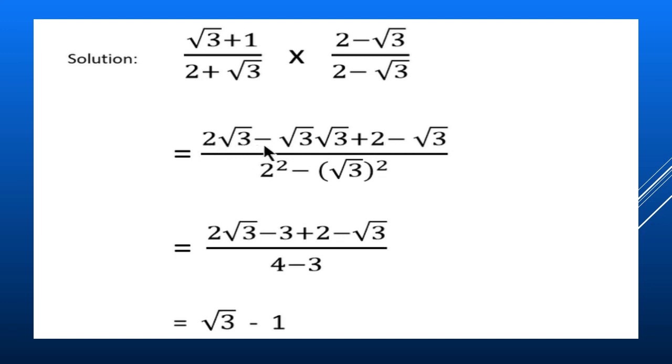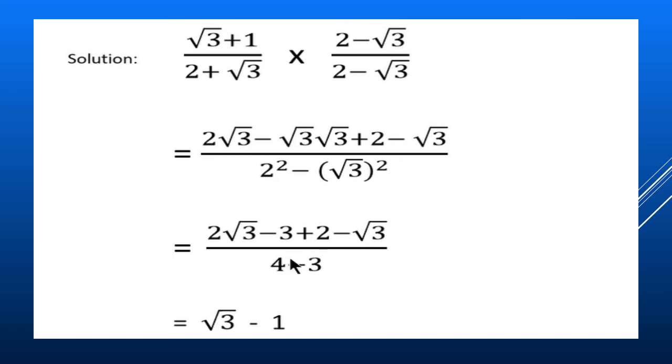2 root 3 minus, now root 3 times root 3 will give you 3. So you have negative here, so negative root 3 times root 3 will give you 3. So we have this numerator. Let's simplify the numerator. So if you have 2 root 3 minus 1 root 3, you get 1 root 3, and you have negative 3 here plus 2.